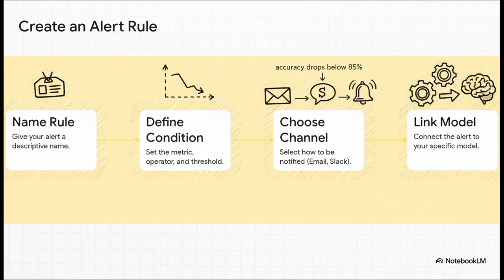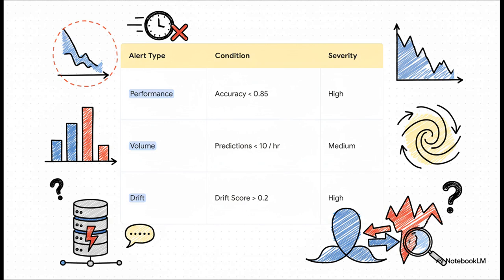It's really that easy. And to help you hit the ground running, here are 3 essential alerts that, honestly, every model should probably have. One for performance, so you know if accuracy tanks. One for volume, to warn you if predictions suddenly stop, which could mean an outage. And a third, really crucial one, for data drift, which tells you when the real-world data starts looking totally different from what your model was trained on.